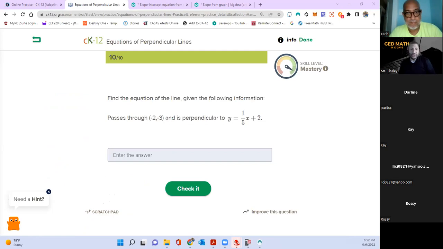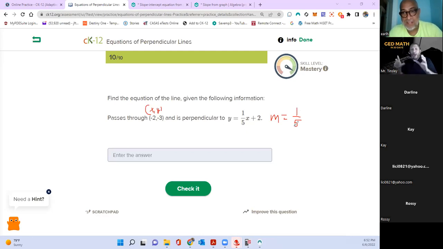Identify what you know. They gave me a point and an equation. From this equation, what is my slope? Should be -5 over 1. No, listen to what I asked you first. What's the equation of this line? 1 over 1/5. Right.